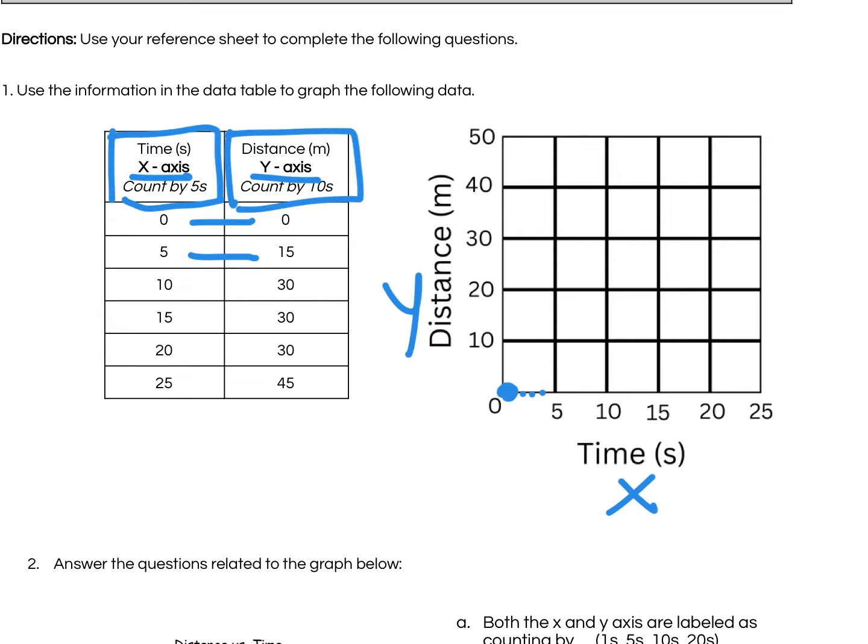So I'm going to move over to 5. You can kind of see where I'm marking. That's not a point, but that's where I am. And then I'm going to go up to 15, which is right there. So that's our second point.